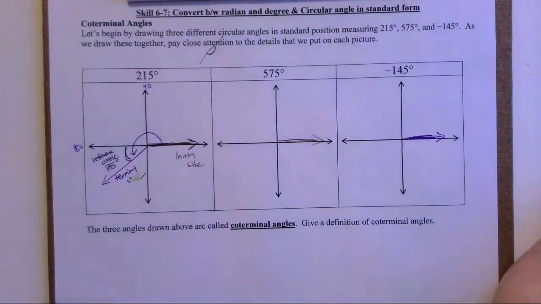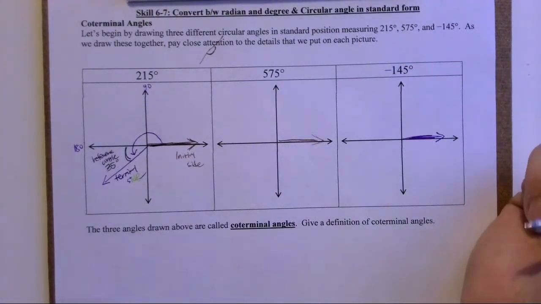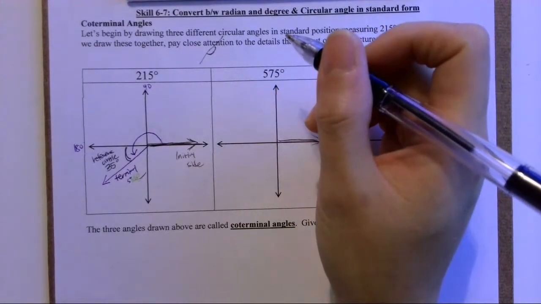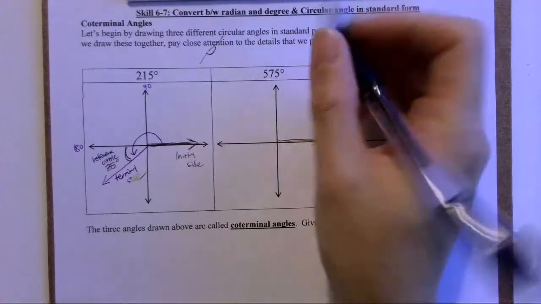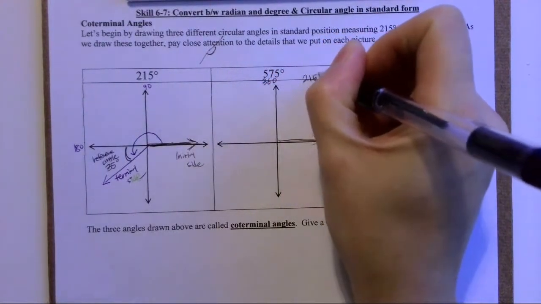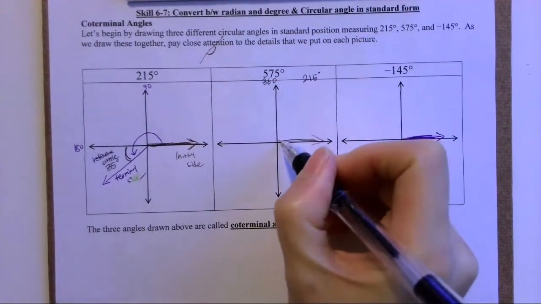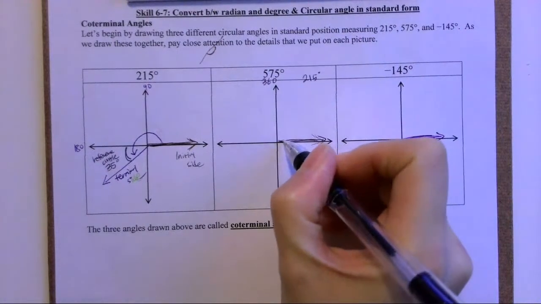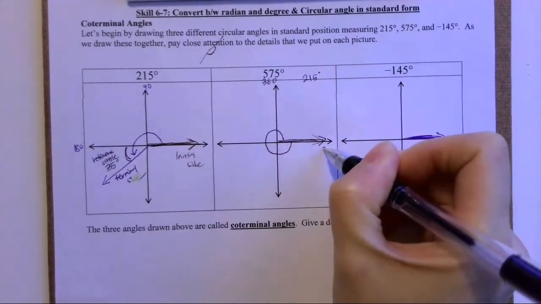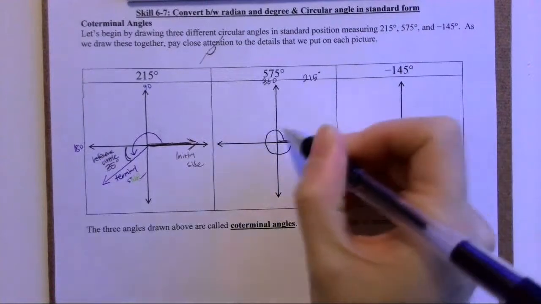Let's do 575. When I see 575 degrees, would you agree that that's at least 360? Yeah, so I'm going to subtract 360 and then I get 215 degrees. That means there's my initial side. I'm going to make one full circle, and I just got to 360. Let's keep going, 90 more.